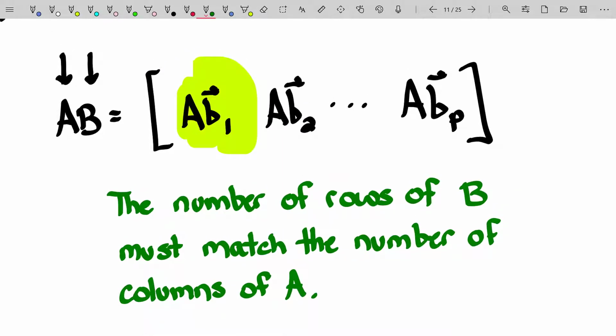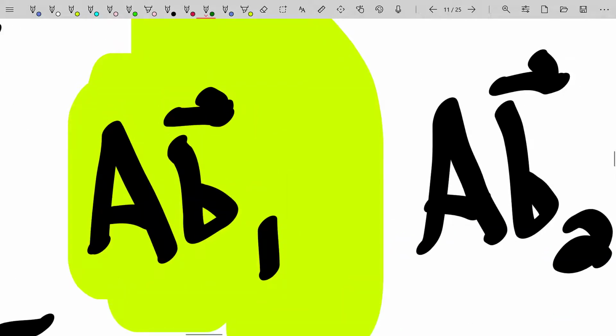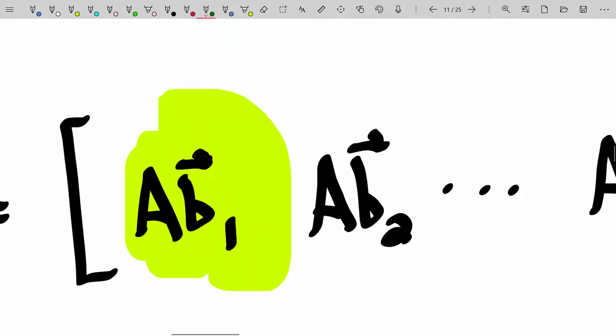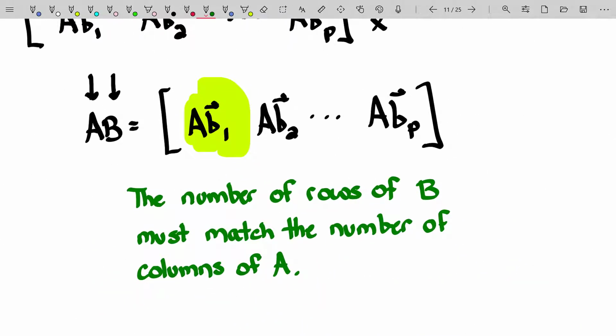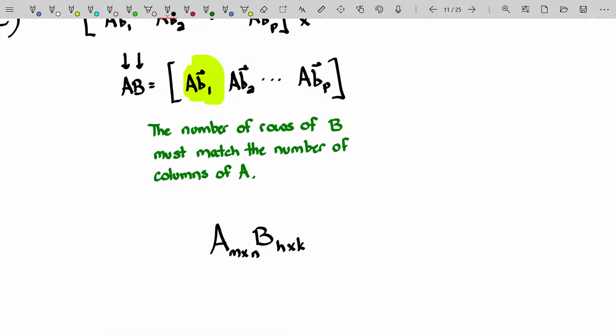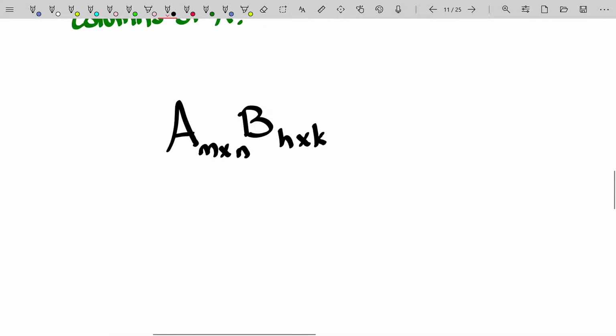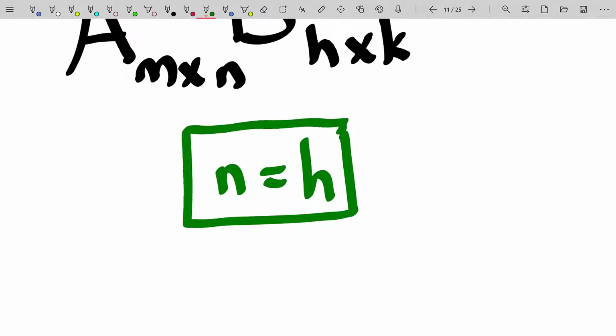The reason why I say the number of rows of B is because the number of entries in the first column of B is actually the number of rows of B. So the number of rows that B has should be the same as the number of columns that A has. And that is actually the restriction on matrix-matrix multiplication. So if you have two matrices multiplying, A and B, and let's pretend A is an M by N matrix, and B is H by K, then if this product is going to be well defined, you better believe N should equal H. Those two inner sizes should match.